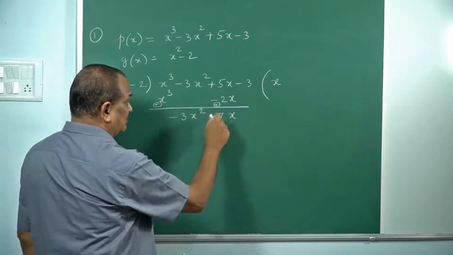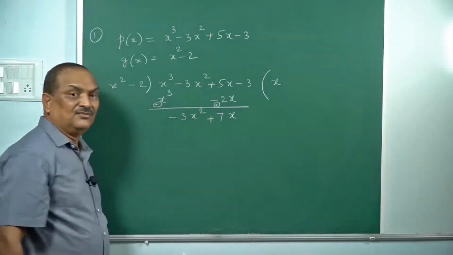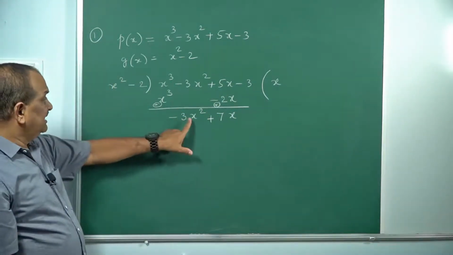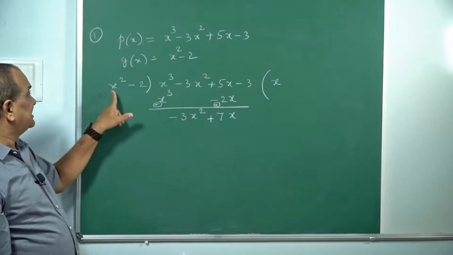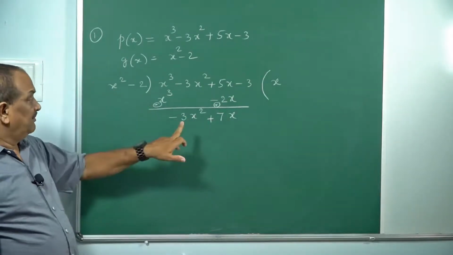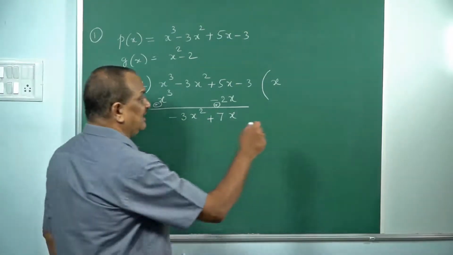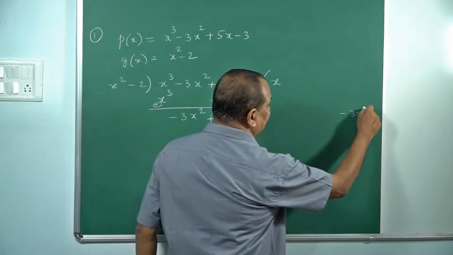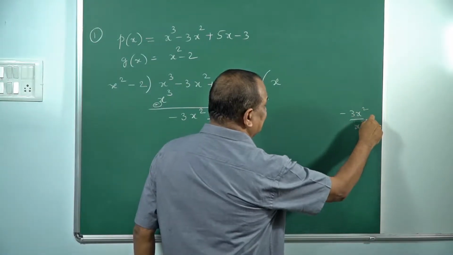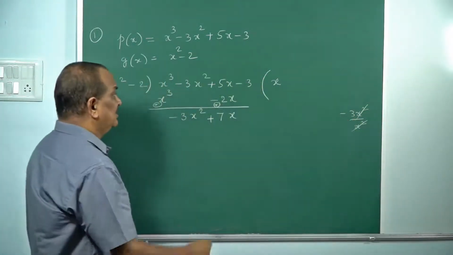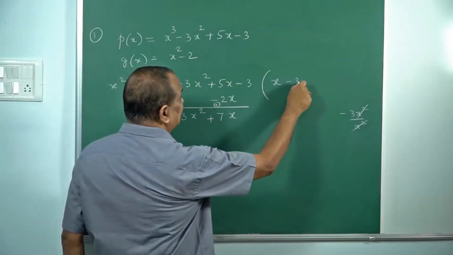And this is of course plus 7x. The next step, of course: in this, minus 3x squared goes how many times? Minus 3x squared, in this x squared goes minus 3 times. If you can't do that, you can write here minus 3x squared, in this x squared goes how many times? Minus 3 times. So I am writing minus 3 here.